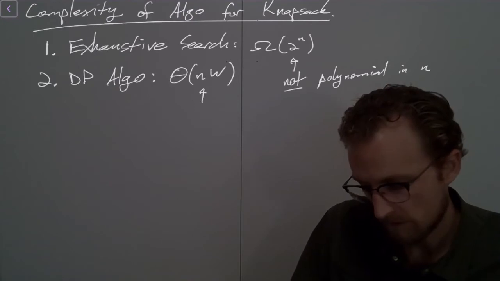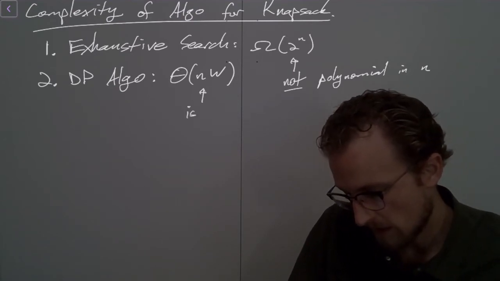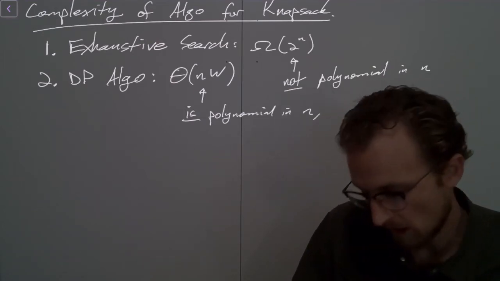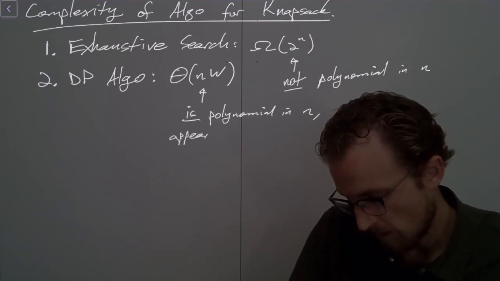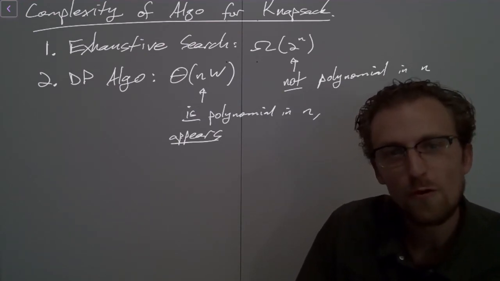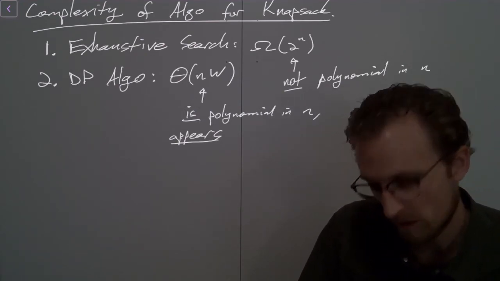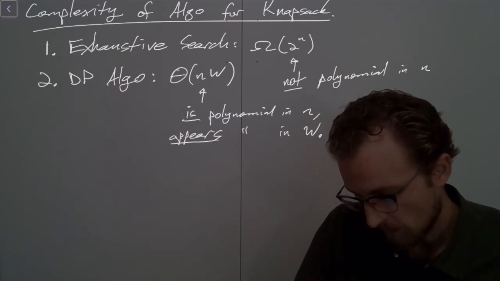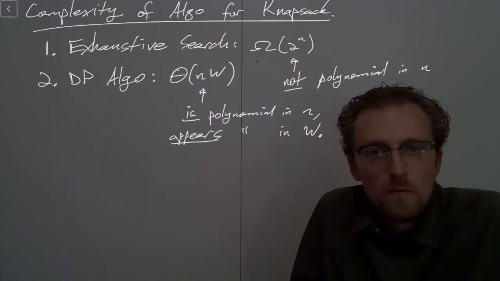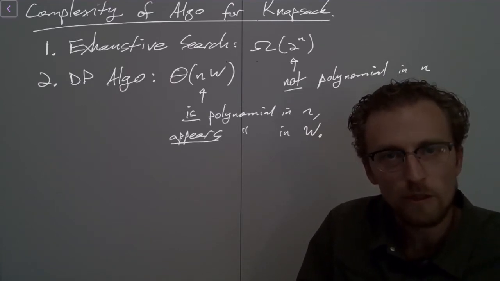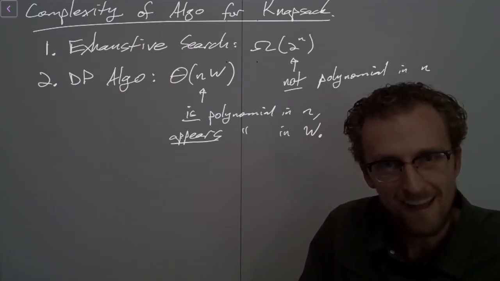This clearly is polynomial in n, and it also appears to be polynomial in W. So I say appears, and you may be confused about this because there's no obvious way that it isn't polynomial in W, but I'll say appears polynomial in W. Okay, so that's a fact, right? It's very clear that the complexity of this algorithm is n times W, right? And we're done, right? That's the complexity.